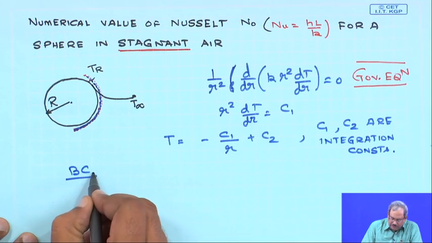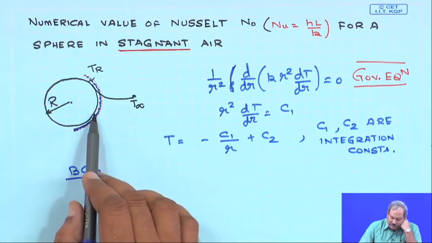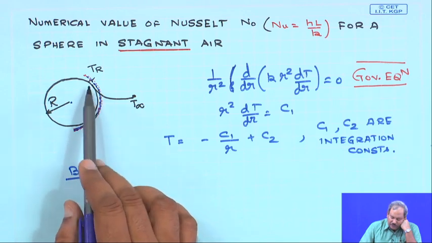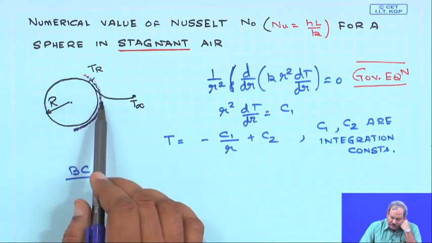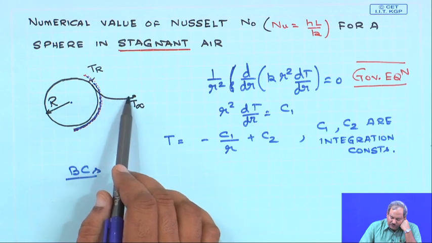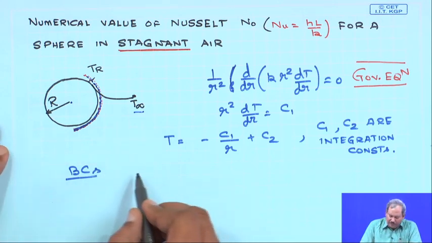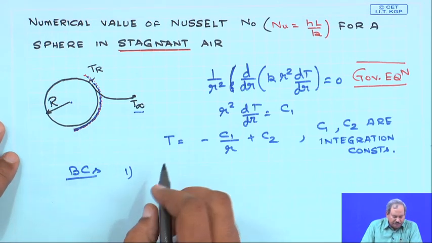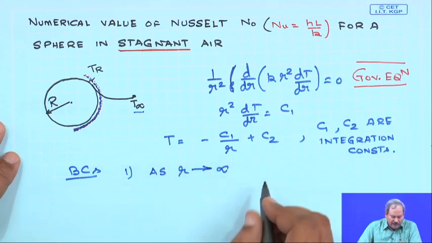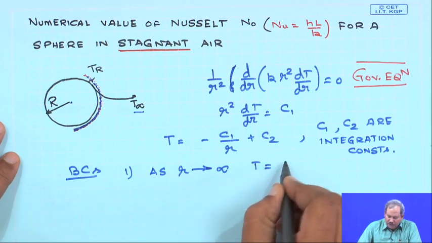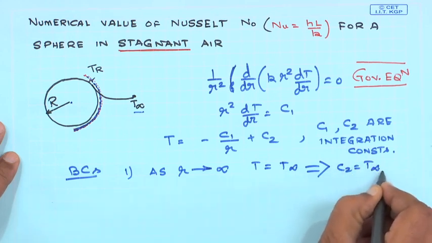So, what could be the boundary conditions? Obviously, you can see that the temperatures at two locations are provided to you. The temperature on the surface of the sphere is known, it is equal to T_R, and temperature at a point far from the sphere is the temperature of the air, which is T infinity. So, the first boundary condition would be as r tends to infinity, at a distance far from it, T would be equal to T infinity, and this would give you C2 as equal to T infinity.